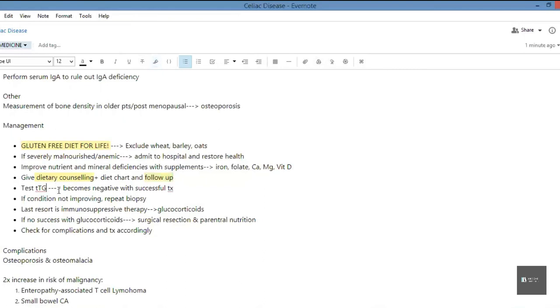When they come up for their follow-up visit, we're going to test their tissue transglutaminase, and if it becomes negative, we can rest assured that the treatment is going well. If their condition is still not improving, we may want to consider repeating the biopsy, and if it may be another disease apart from celiac disease.